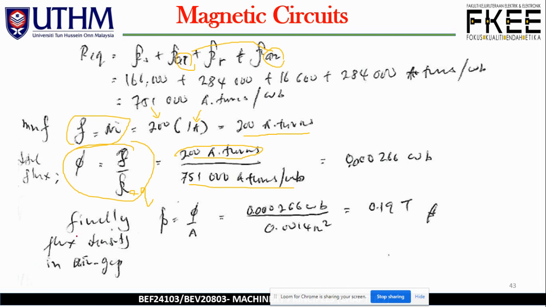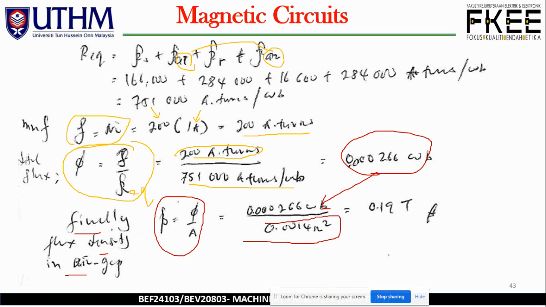So what's next? Finally, the flux density in the air gap, B, equals flux over A, or phi over A. So take the value we just calculated into here, and don't forget, which A is this? The A gap, A_g. Okay, back to the question. Be extra careful. The flux density injected by 1 ampere of current occurs at the air gap and is equal to 0.19 Tesla.